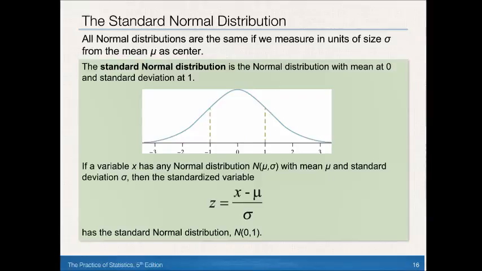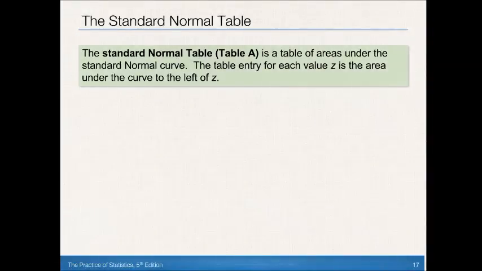If the variable x is of any normal distribution with the mean and standard deviation given, then we can calculate that z-score with the usual formula that we learned last section. So we have a relationship on how to calculate the percentiles from the normal distribution table or graph. We use the standard normal table, table A, and it's a table of areas under the curve. The table entry for each value z is the area under the curve to the left of z.